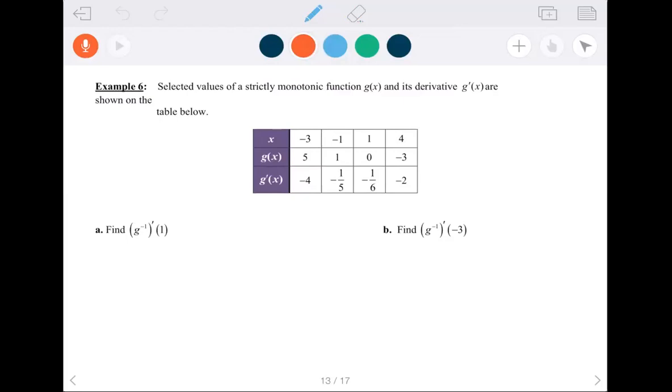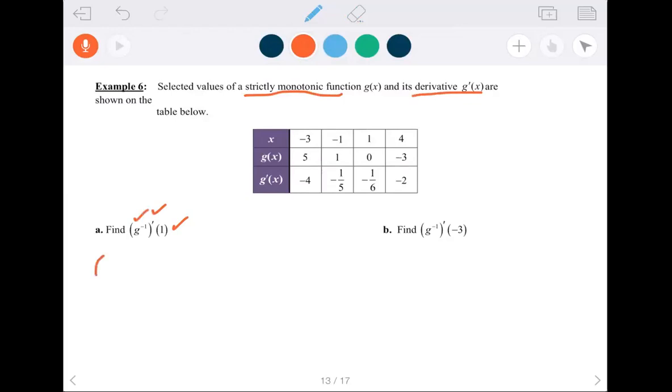It says there's selected values of a strictly monotonic g. What that means is it's always increasing or always decreasing. That's not really important right now. And its derivative. So all our information here is about g. The question is to find the derivative of g inverse at the x value of 1.